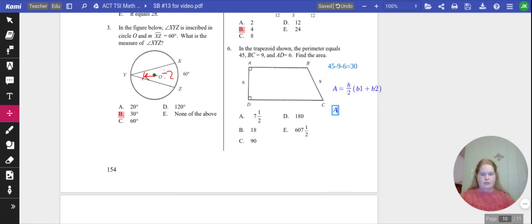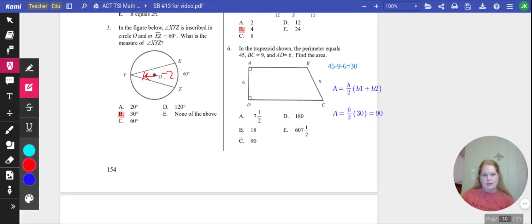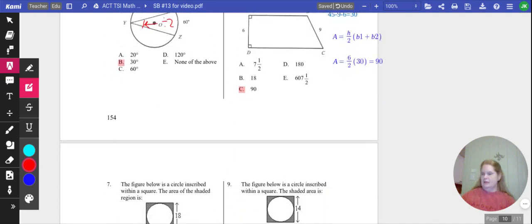So my area, that's what I'm looking for, is my height. My height is 6. So 6 over 2, and then my bases added together. I just figured out the bases added together was the leftover 30 up here. So times 30. 6 divided by 2 is 3. 3 times 30 is 90. The answer is 90. That's the area of the trapezoid. Okay, we're moving on along.